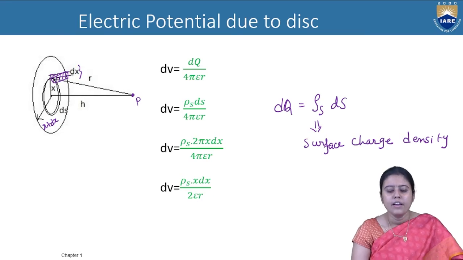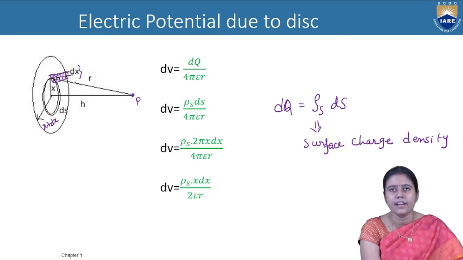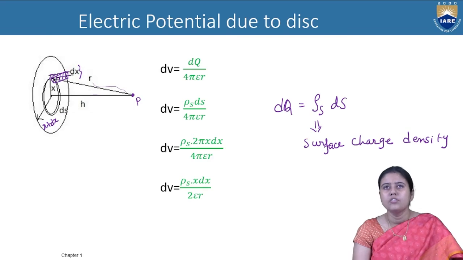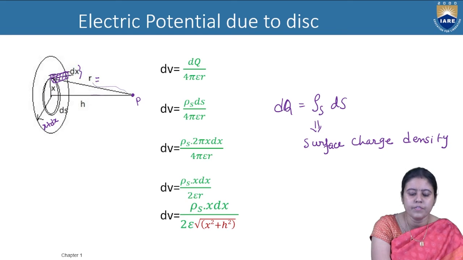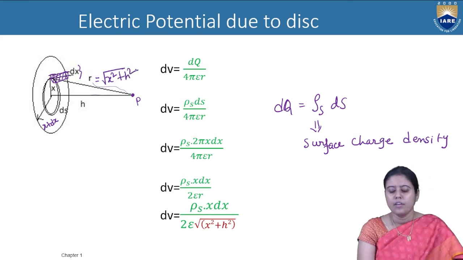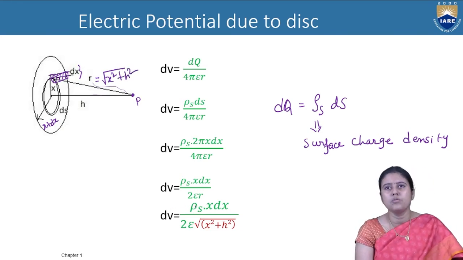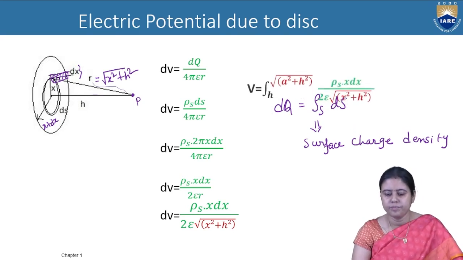2 pi r. Now what is r? This is a right angle triangle, you can see. So what is r? r is nothing but the square root of x square plus h square. So dB is equal to rho s x dx by 2 epsilon, and in the place of r, we can write the square root of x square plus h square.